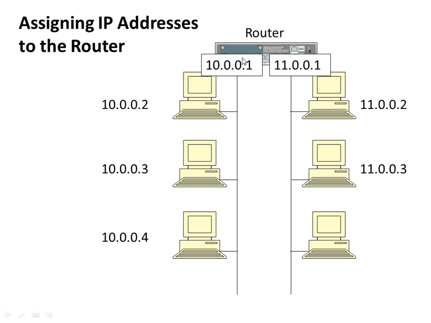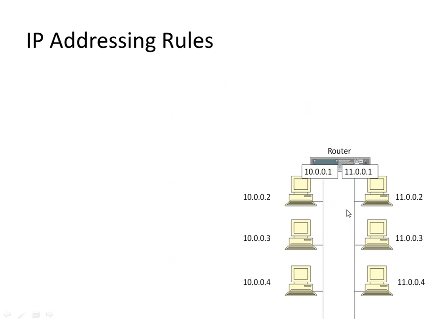So now what I've done is I've given the first network card in the router the IP address of 10.0.0.1, then the first workstation is 10.0.0.2, the second is 10.0.0.3, and the third computer is 10.0.0.4. Similarly, the second network interface card in the router will be 11.0.0.1. And then the first workstation would be 11.0.0.2, and the second workstation would be .3, and the third workstation would be .4. So this leads to the rules of IP addressing, which you've probably figured out by now.